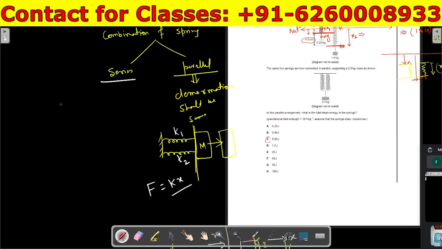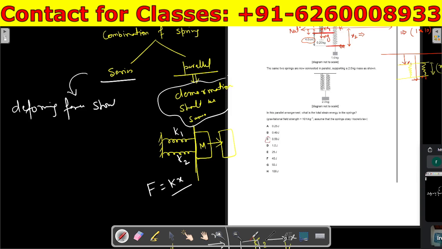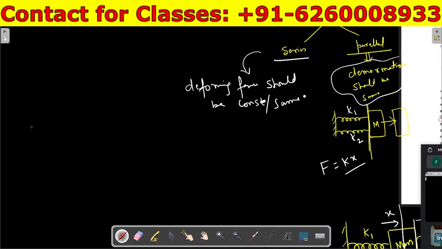Now please see the series one. What's the condition for the series one? As I told you, the condition for the parallel combination is that the deformation should be the same. For the series combination of springs, the condition is that the deforming force should be constant, or the same. What does it mean? Suppose I have this spring K1, then there is another spring K2, both attached like this, and we have a block of mass m and we have applied a force F here.